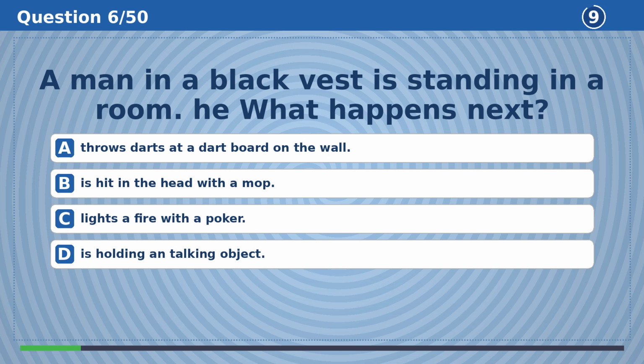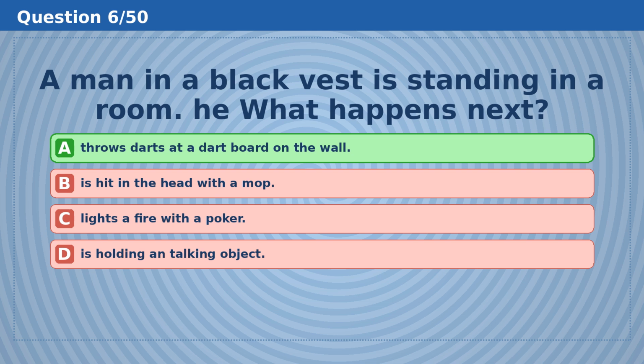A man in a black vest is standing in a room. What happens next? The answer is A, throws darts at a dartboard on the wall.